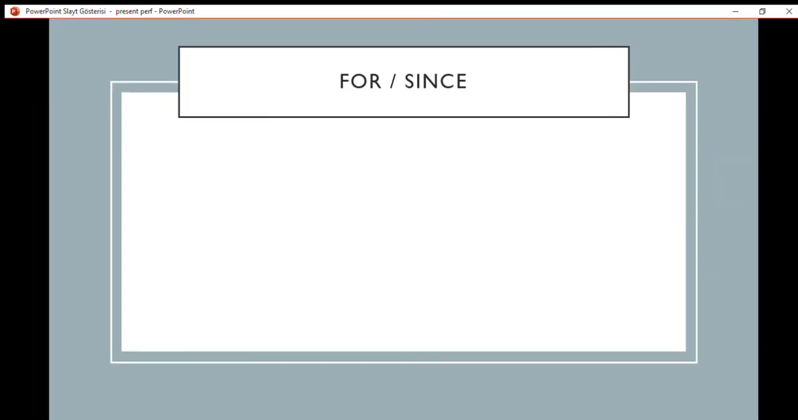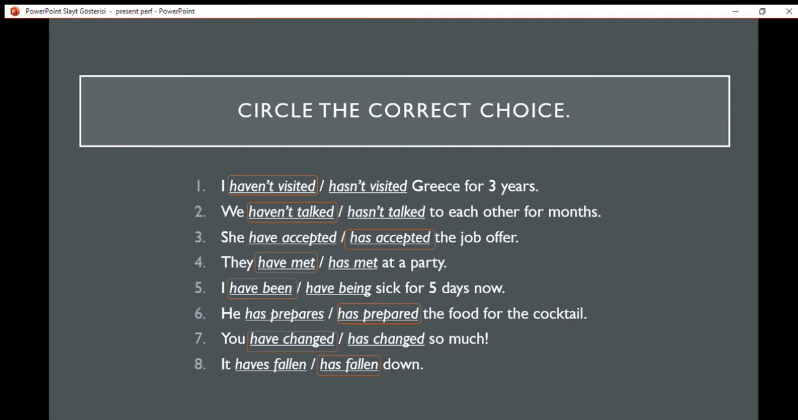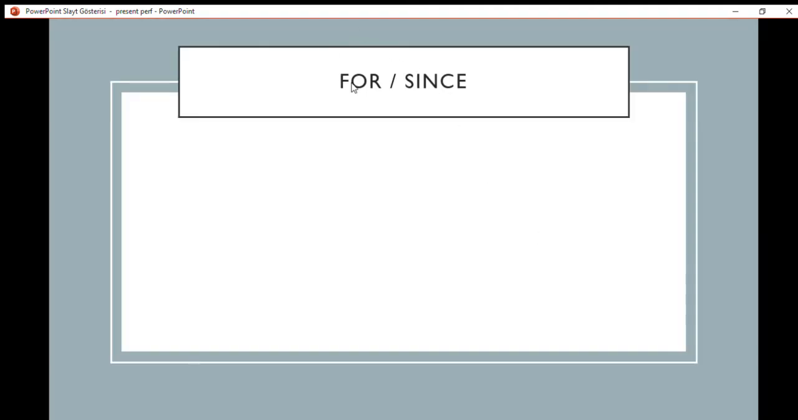Moving on, we have for and since. Look at this. For 3 years, for months, for 5 days. So, why do we use since? Why do we use for? We use for to talk about a period of time. How long? And we use since, not science, since, to talk about the starting point.